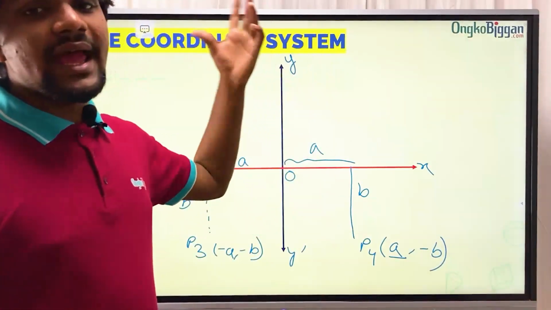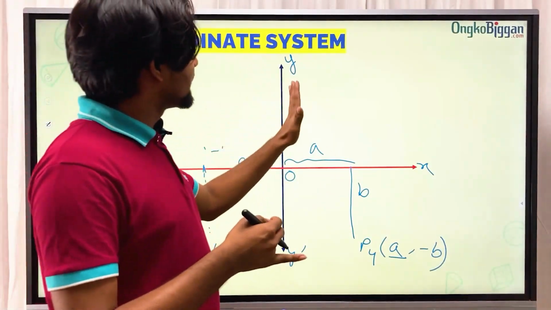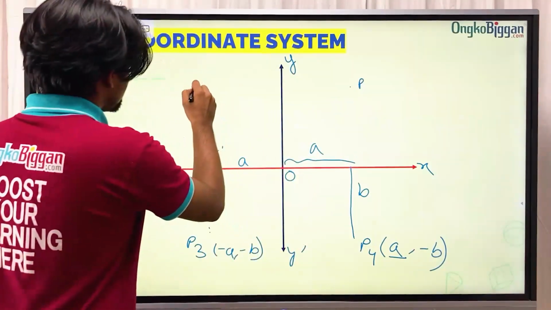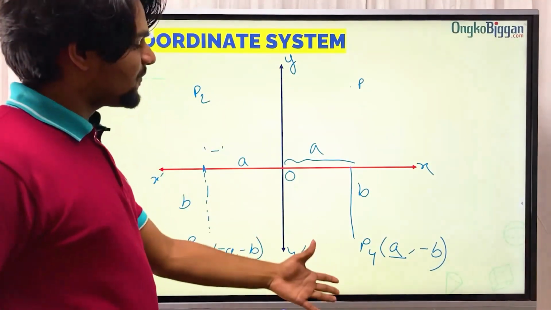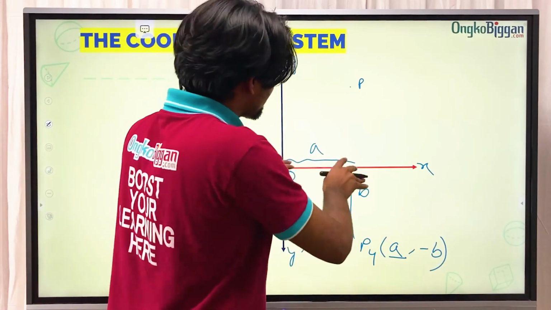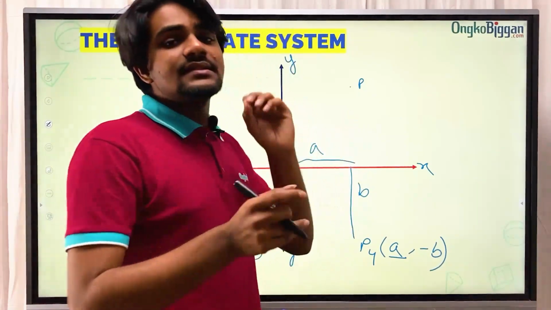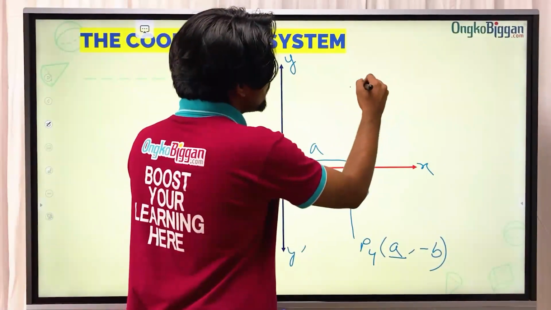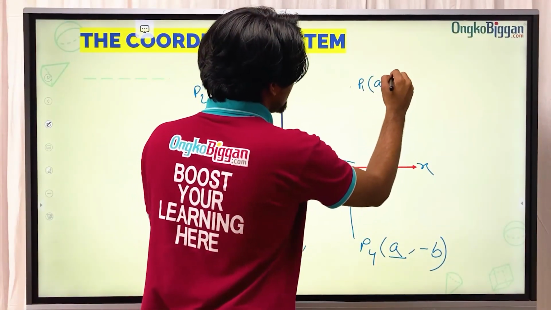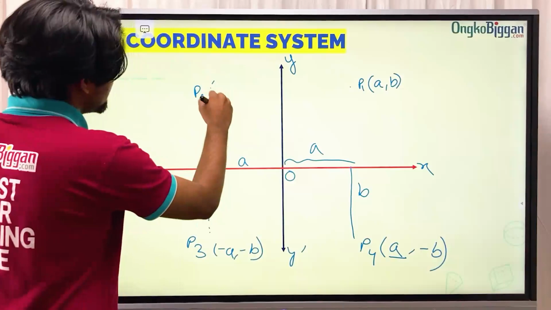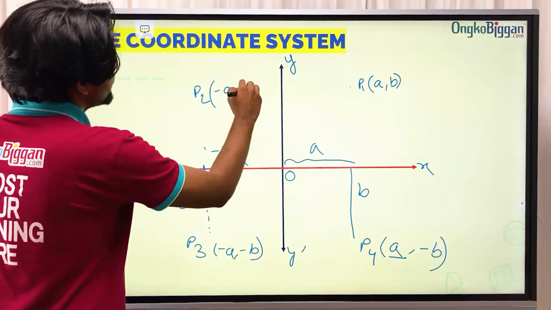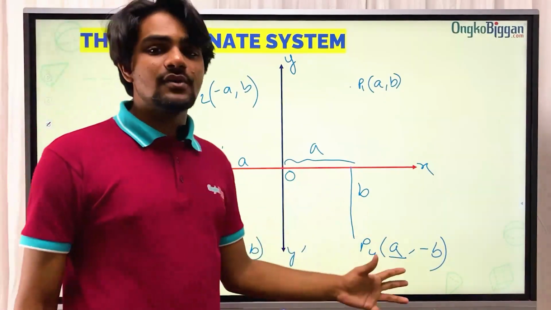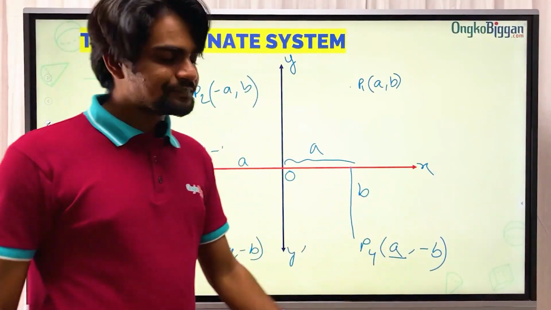See, the actual distances of these points, that is P1, P2, P3 and P4, are the same from the origin. But since there is a direction involved, their coordinates are different. So P1 is (a, b), P2 is (minus a, b), P3 is (minus a, minus b), and finally P4 is (a, minus b).